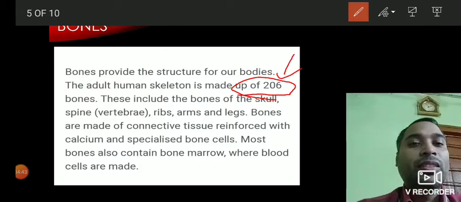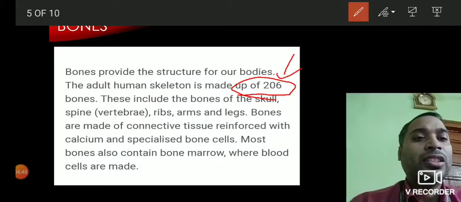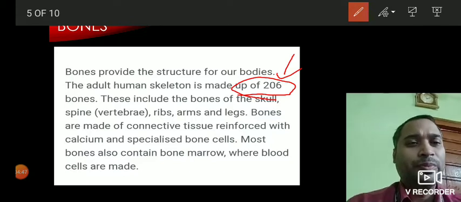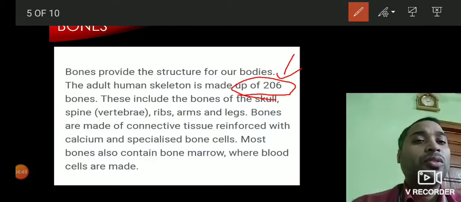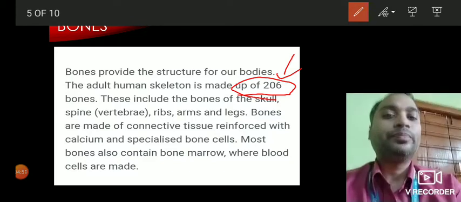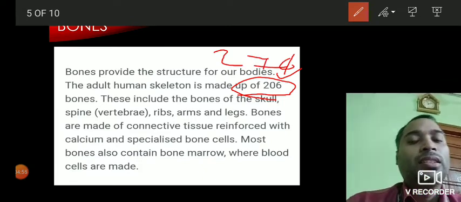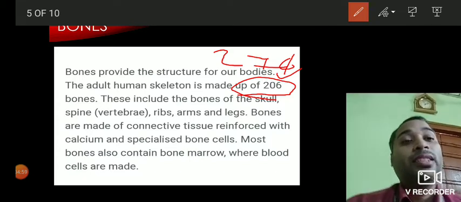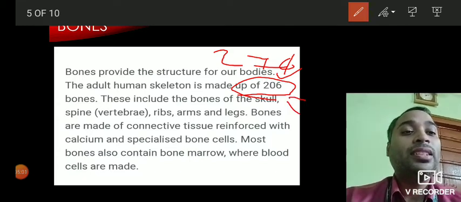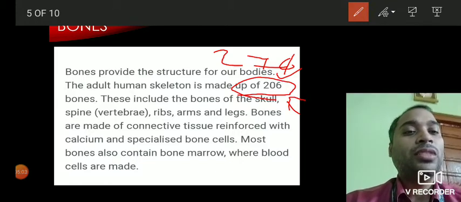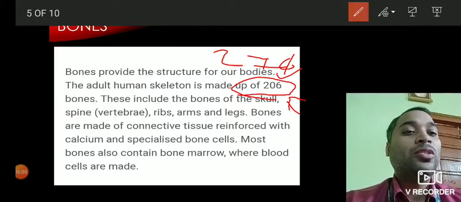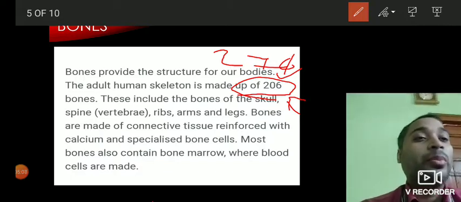For a baby or for children below 5 years, the number of bones is around 270. But gradually, when they grow, some of the bones get fused, and then the number reduces to 206. So this is the number of bones present in an adult human being.